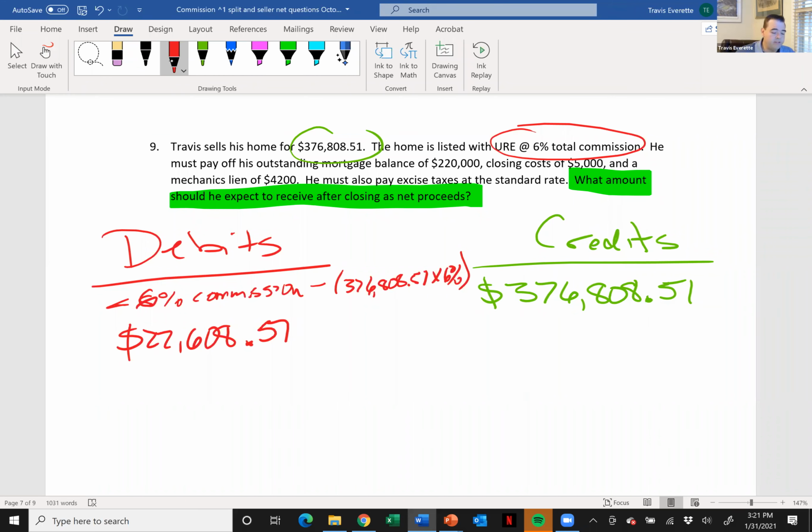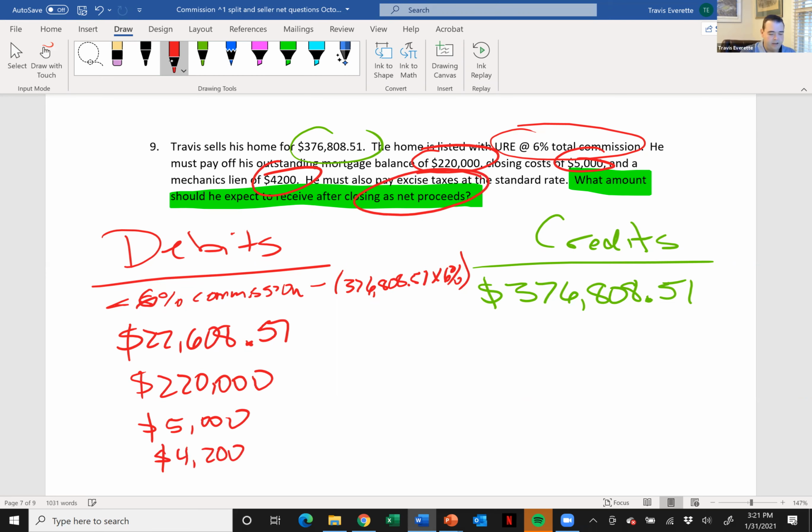Says he must pay off his outstanding mortgage balance of $220,000. That's a debit. $220,000, a big debit. He's got to pay closing costs of $5,000. There's another debit. And a mechanics lien of $4,200. Says he also must pay excise taxes. So that's a seller-paid thing.